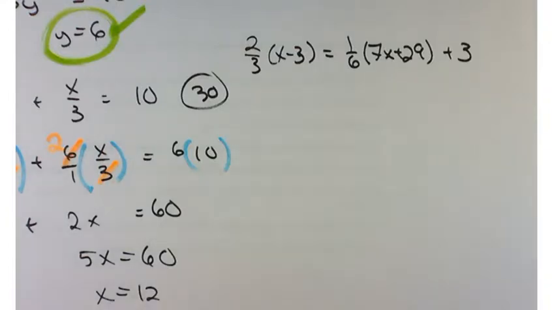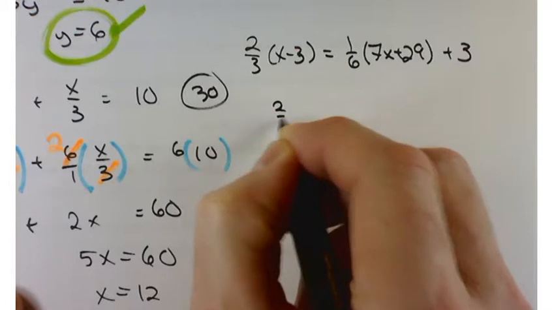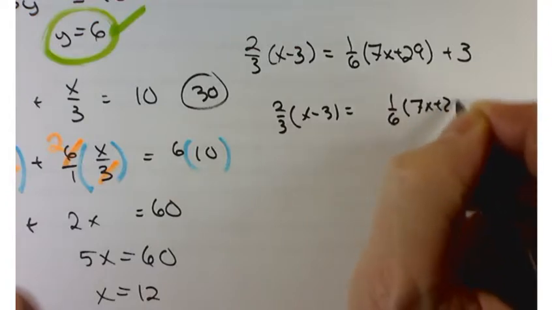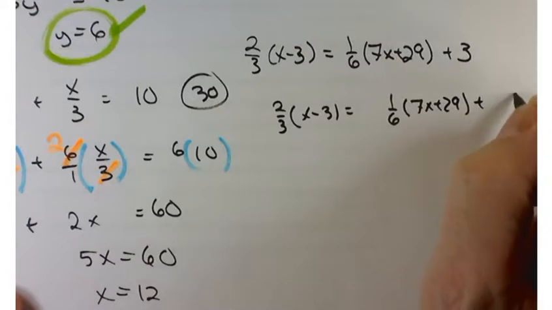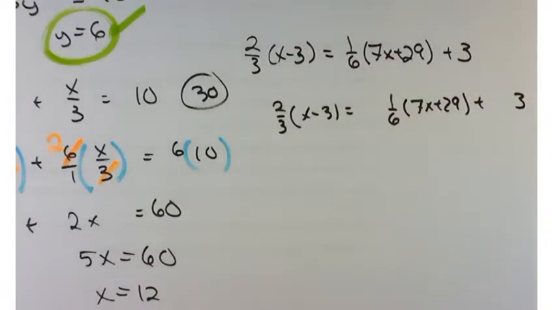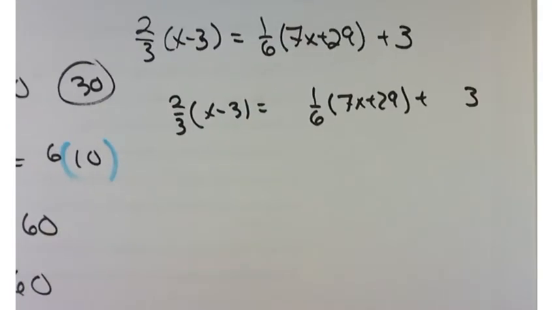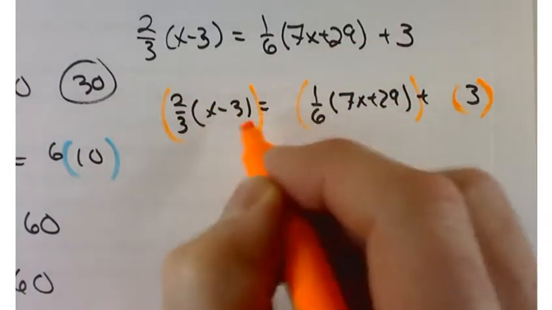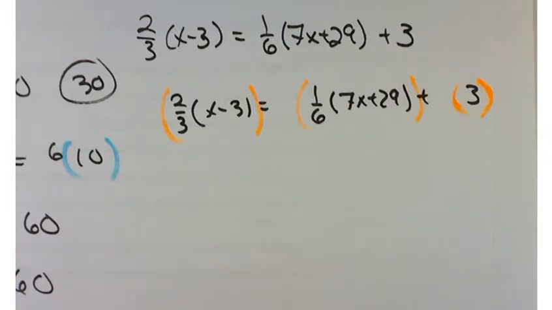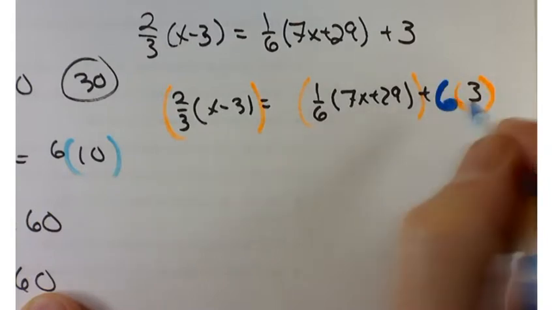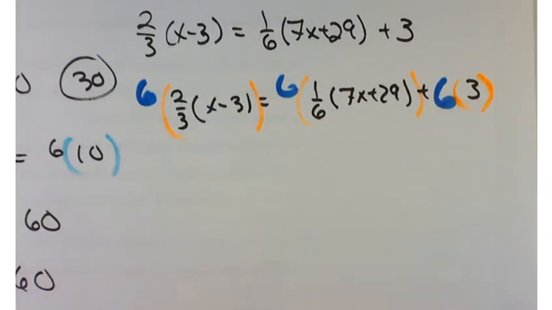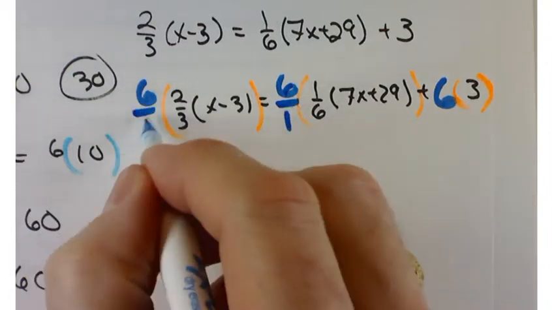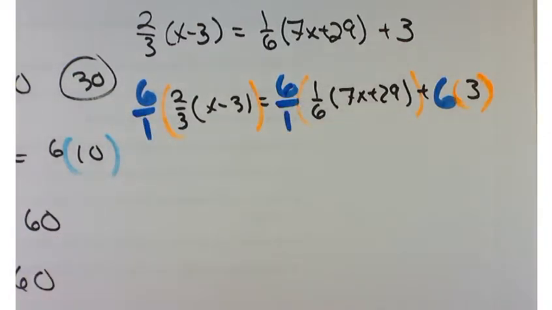And let's see. We'll have 2/3 times x minus 3, equals 1/6 times 7x plus 29, plus 3. So everything's going to get multiplied by 6. This is going to get multiplied by 6. This is going to get multiplied by 6. And this is going to get multiplied by 6. So 6 here, 6 here, and 6 here. Now where there's fractions, instead of just a 6, I'm going to write it as 6/1. I want to encourage you to do the cancellation on these things.